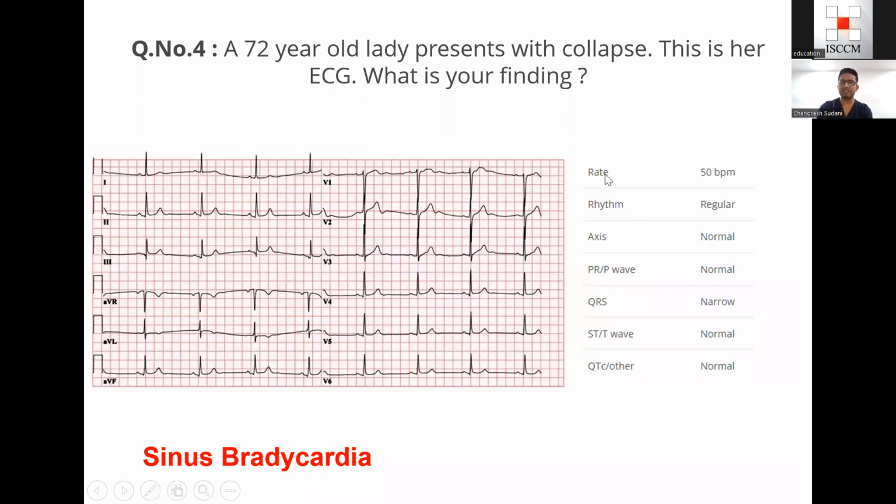When you read the ECG, you should always divide it like this. First, rate. Rate is 50 beats per minute, because here almost 6 big squares are there. Rhythm, regular, because you can see in lead 2 the P wave is positive, and in lead aVR negative. If you see this kind of P wave in lead 2 and aVR, it is a regular sinus rhythm. Axis, normal. P wave, normal. QRS morphology, definitely narrow. ST and T wave, almost normal, and QTc normal. So this is a case of sinus bradycardia.